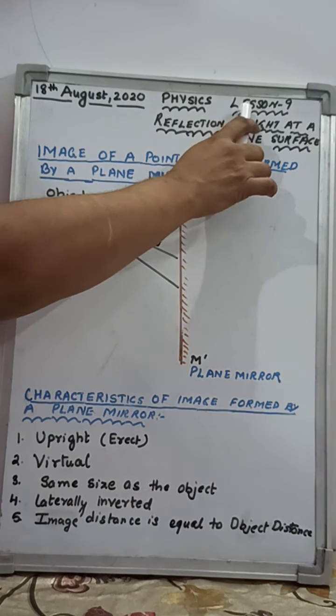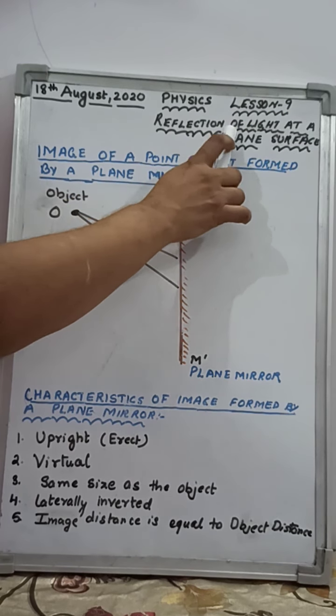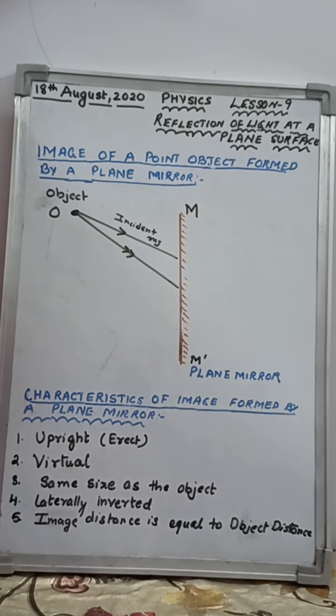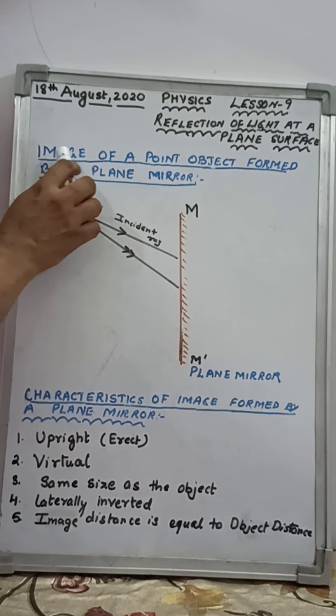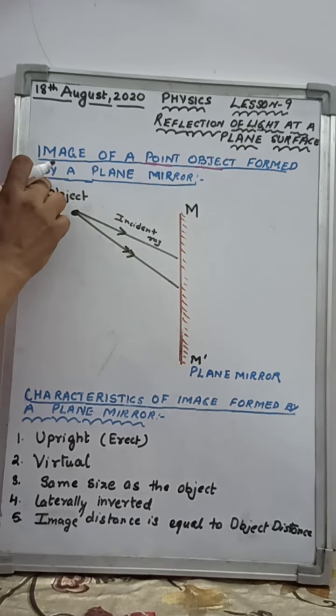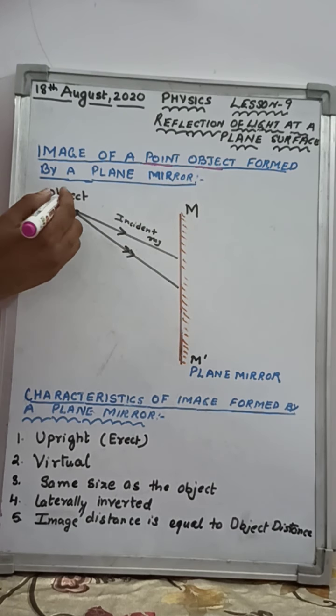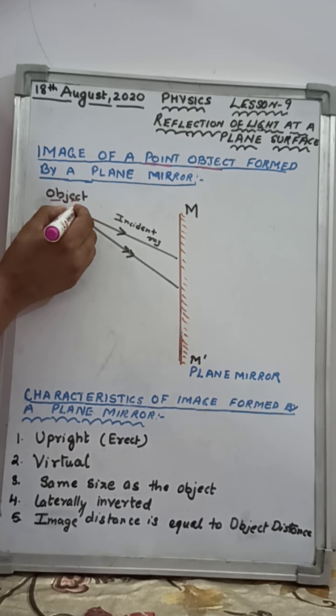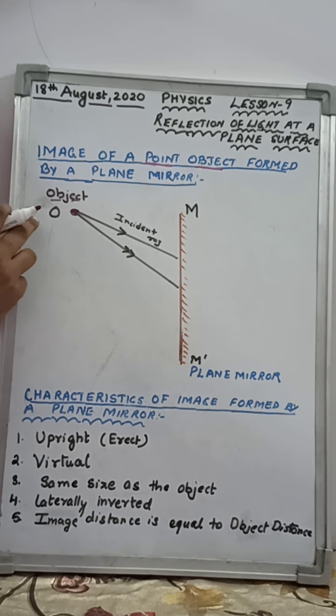I will continue with Lesson 9, reflection of light at a plane surface. The topic I will be taking today, first, is the image of a point object formed by a plane mirror. Now here is the object. This is the object. Point object is O.